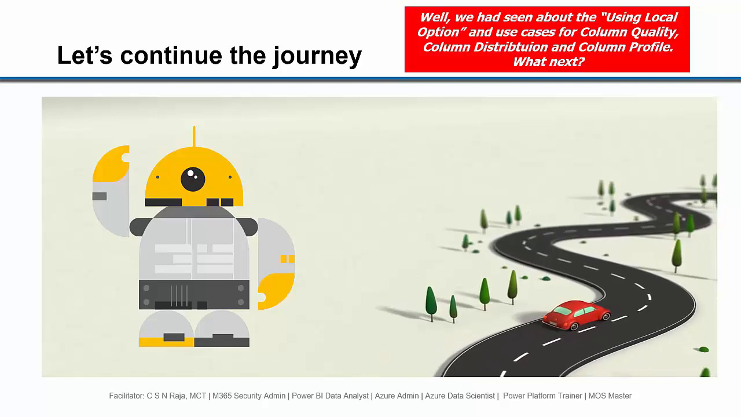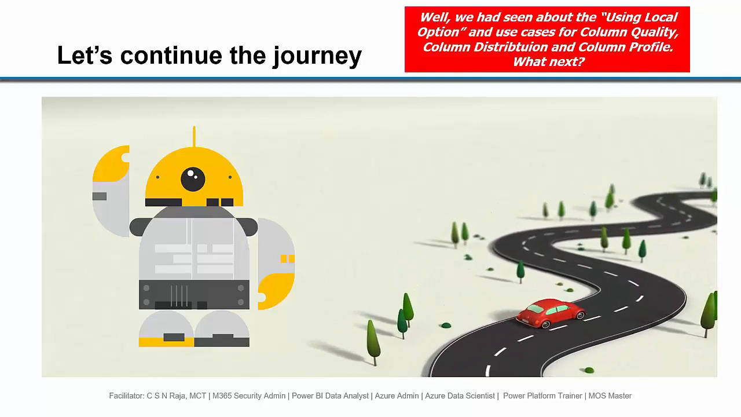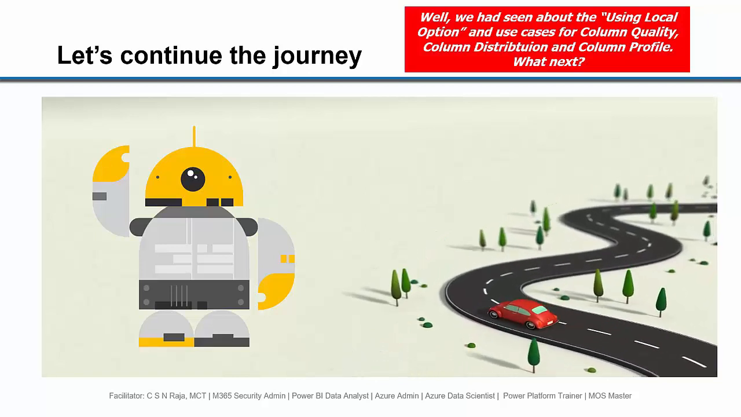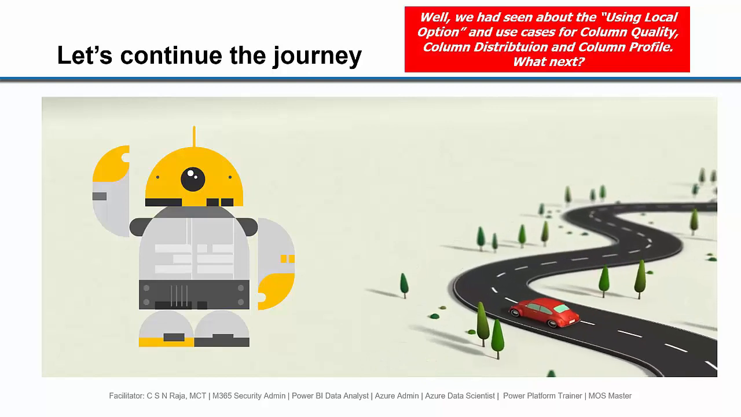Well, we had seen about the using local option and use cases for column quality, column distribution, and column profile. What next, Raja?